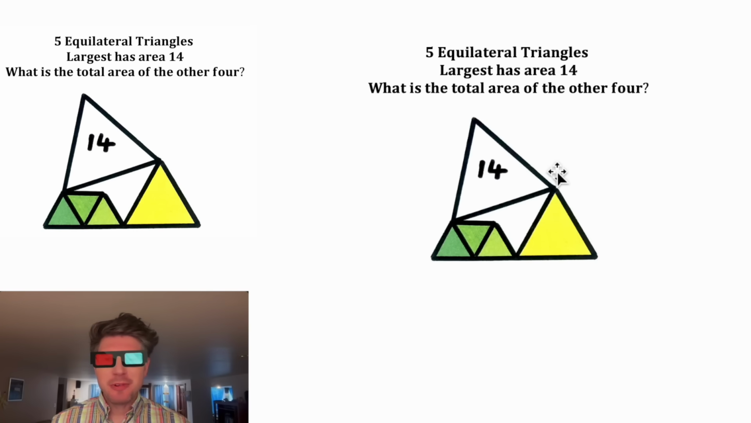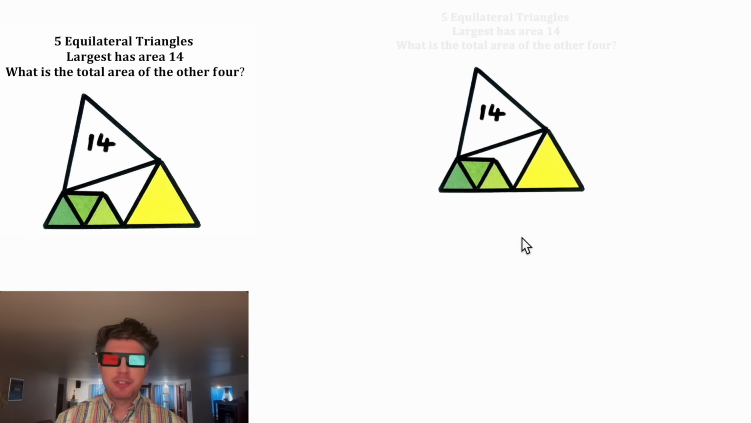Hey guys, this looks like a fun one. We're given 5 equilateral triangles. This largest one has an area of 14, and I want to know what's the total area of the other 4 triangles. If you want to try it on your own, pause it right now, because I'm going to solve it in 3, 2, 1.